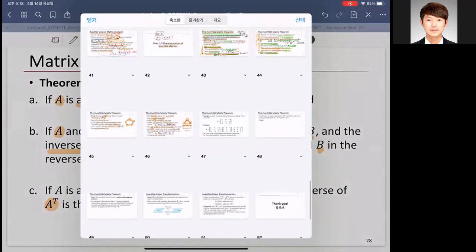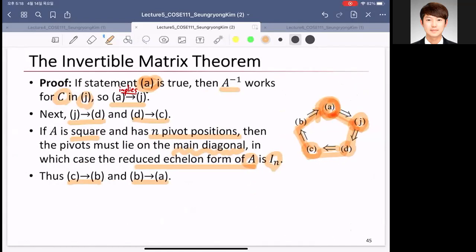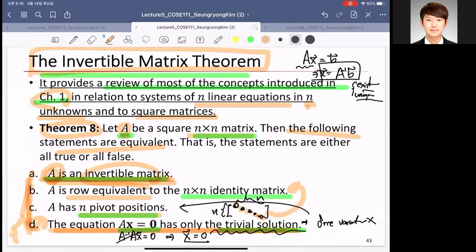Then A to L and L to A. Because A is kind of an anchor, the statements hold equivalently, right? So that's the invertible matrix theorem. This is one of the most important theorems in this semester. Okay.